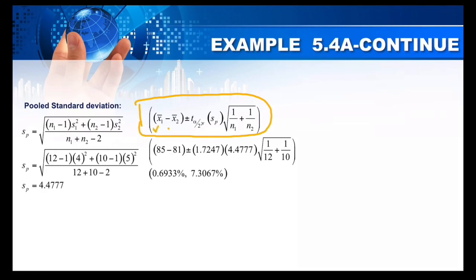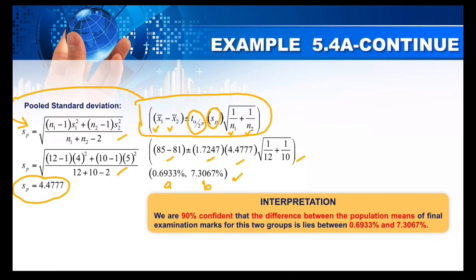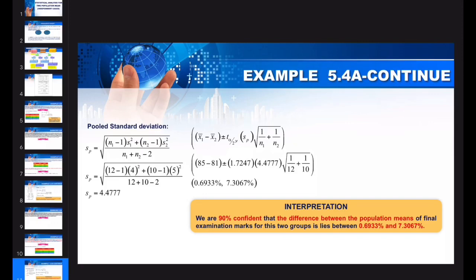You have your x bar, you have your n. You have the T alpha just now, and you don't have the SP. So use the formula for SP, substitute all information, and you get SP 4.4777. Substitute all information, you will get the lower boundary and the upper boundary. And lastly, you need to interpret. Okay, that's it for independent sample.